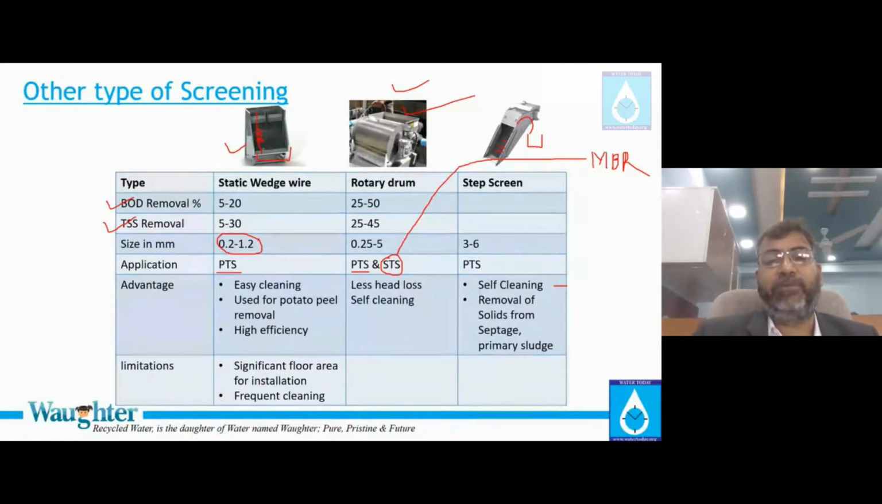What is the limitation of a static wedge wire screen, which is a beautiful technology? Significant floor area is required for installation. And you may require frequent cleaning, because if something is not cleaned on its own, then people have to put some water spray here to clean the screen, and that water spray becomes additional water to be treated. So this kind of screen is typically not used in sewage treatment plants. In large sewage treatment plants, you will find most of the time this kind of screen.